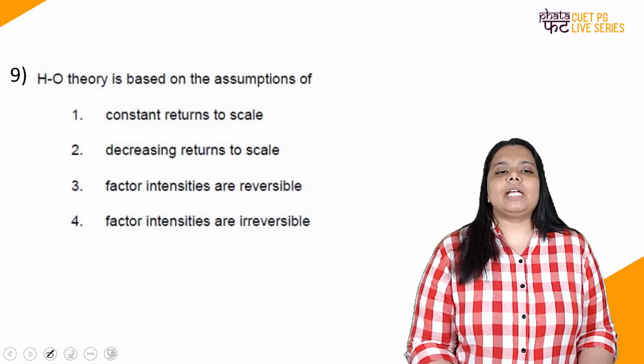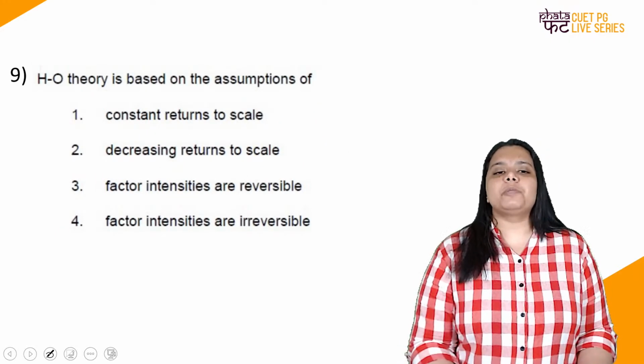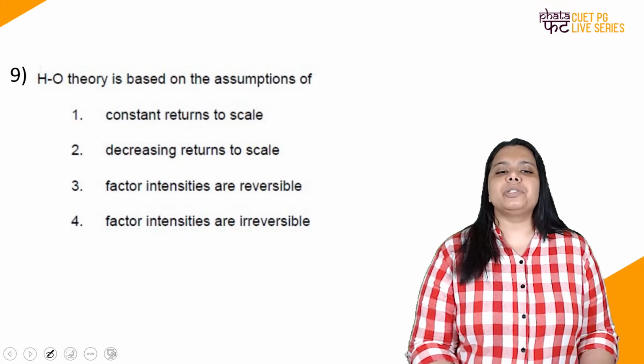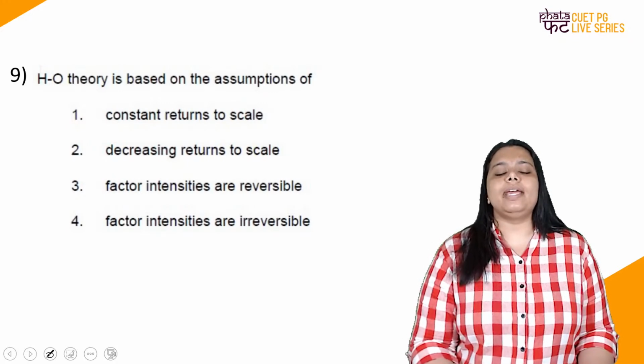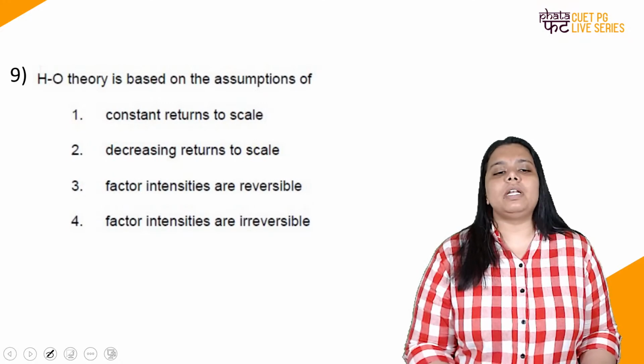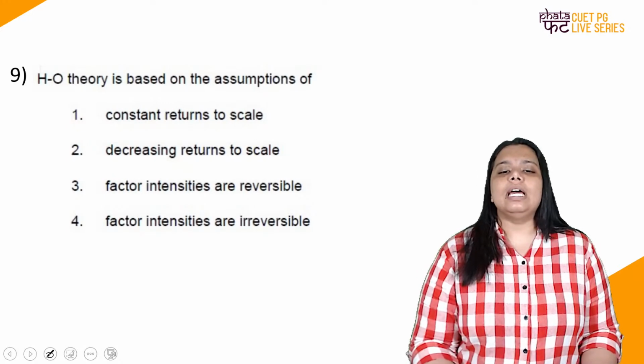Question number 9. HO theory is based on the assumptions of: option 1, constant returns to scale; option 2, decreasing returns to scale; option 3, factor intensities are reversible; option 4, factor intensities are irreversible.